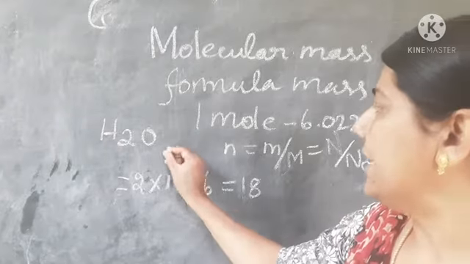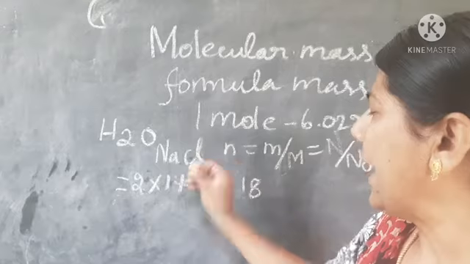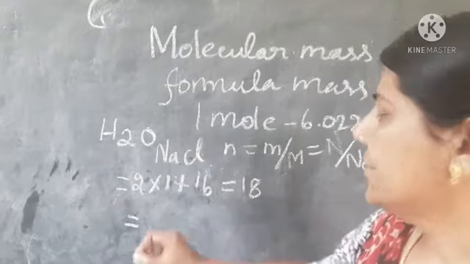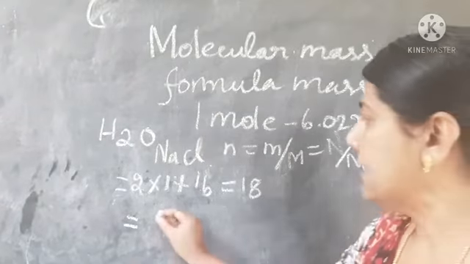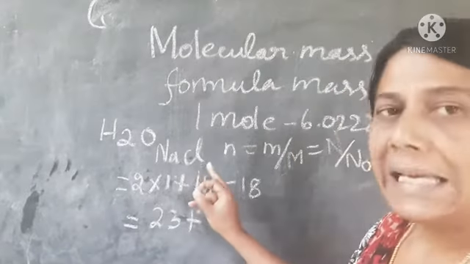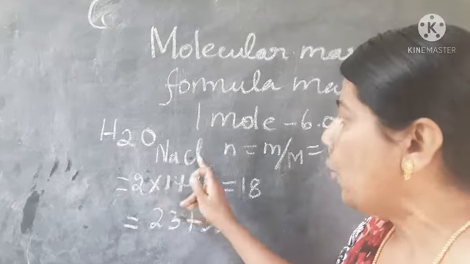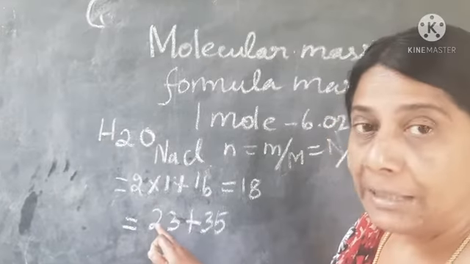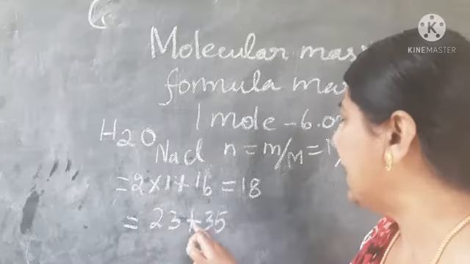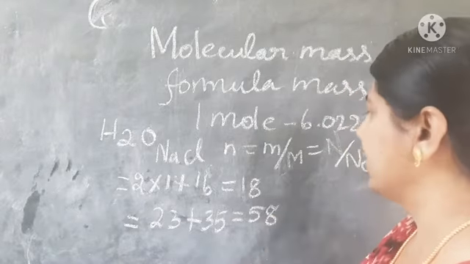One more we shall write. For example, I am writing sodium chloride. The atomic mass of sodium is 23 and chlorine is 35. Since only one atom of each is there, there is no multiplication here. So 23 plus 35 is equal to 58.